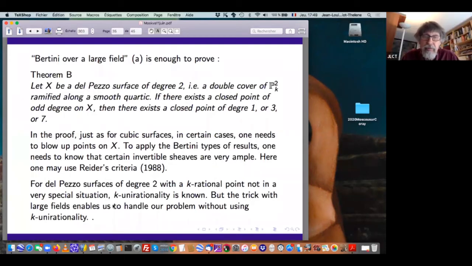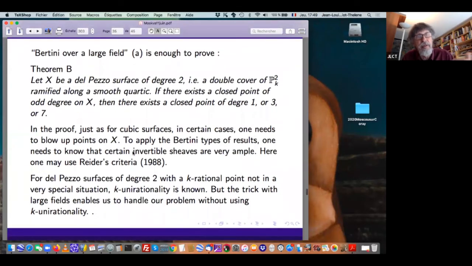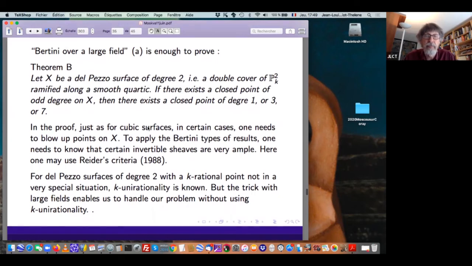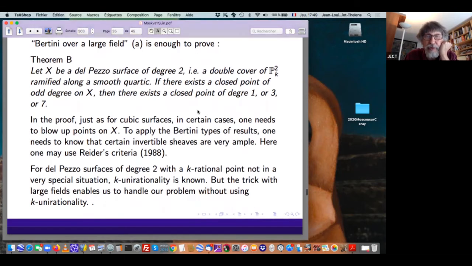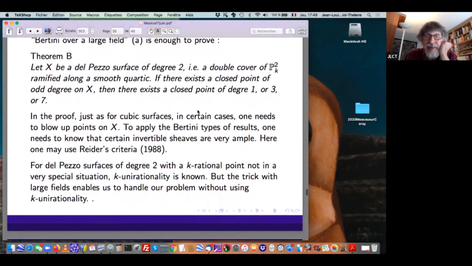So it would be a bit of a nuisance, but because of this trick with large fields, we can use this Bertini theorem for a large field. I don't have to think about this. Okay, we use the second one, the one for a large field, and then we get the result. Now, in this special case, I told you that for Corray's theorem, 1, 4, 10 is open. Well, for del Pezzos of degree 2, 1, 3, 7 is not open.